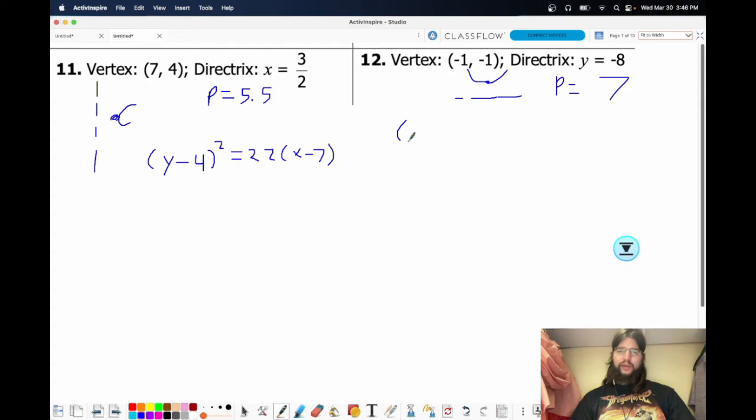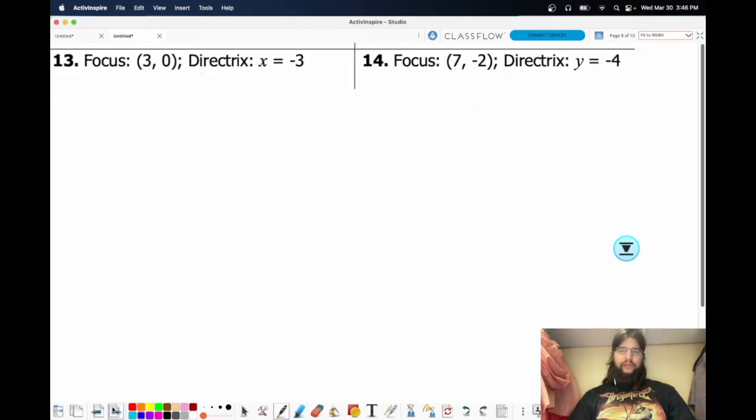Vertical, so it's the x part first. X plus 1 squared equals 7 times 4 is 28. Y part next. Y plus 1. There. A few more to go.